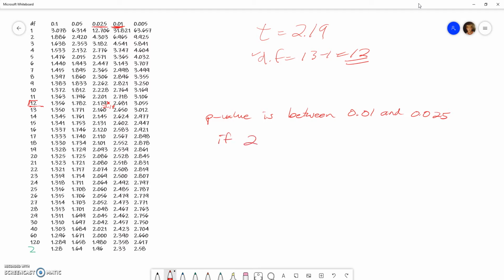If it's two-tailed, the p-value is between 0.02 and 0.05. We would just double these values here.